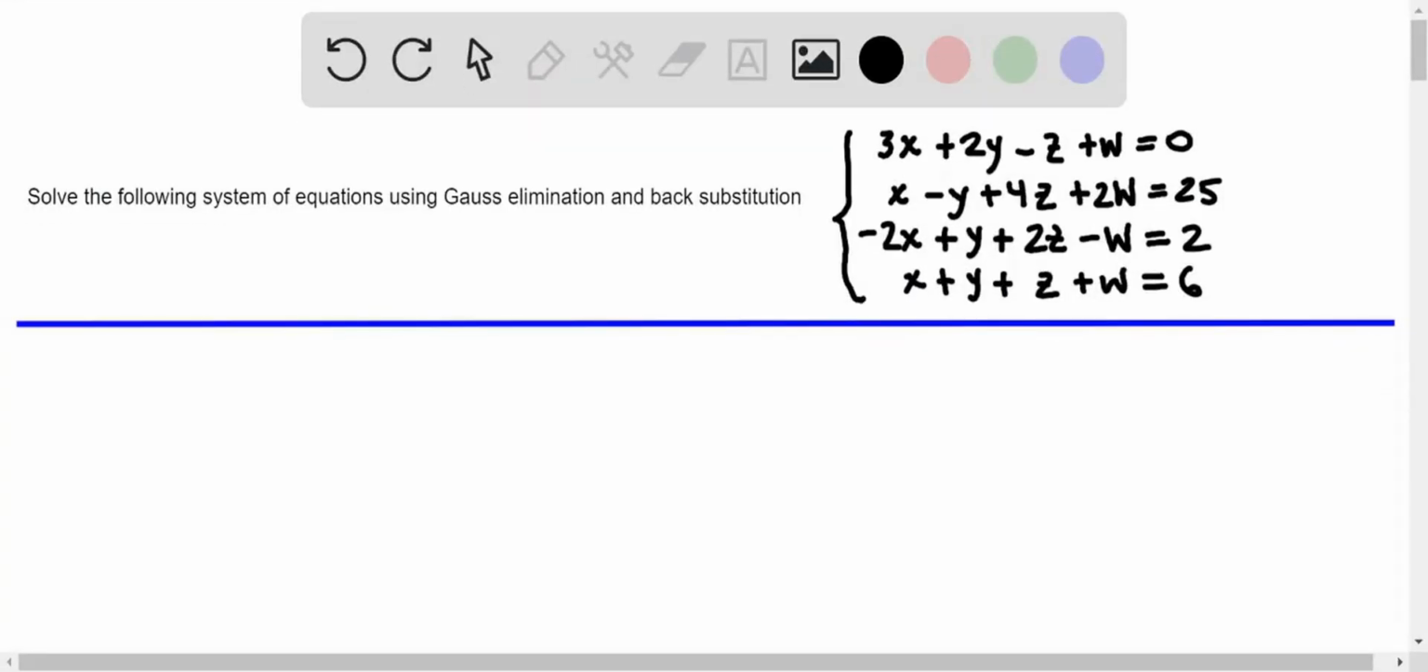We are going to solve the following system of equations using Gauss elimination and back substitution.